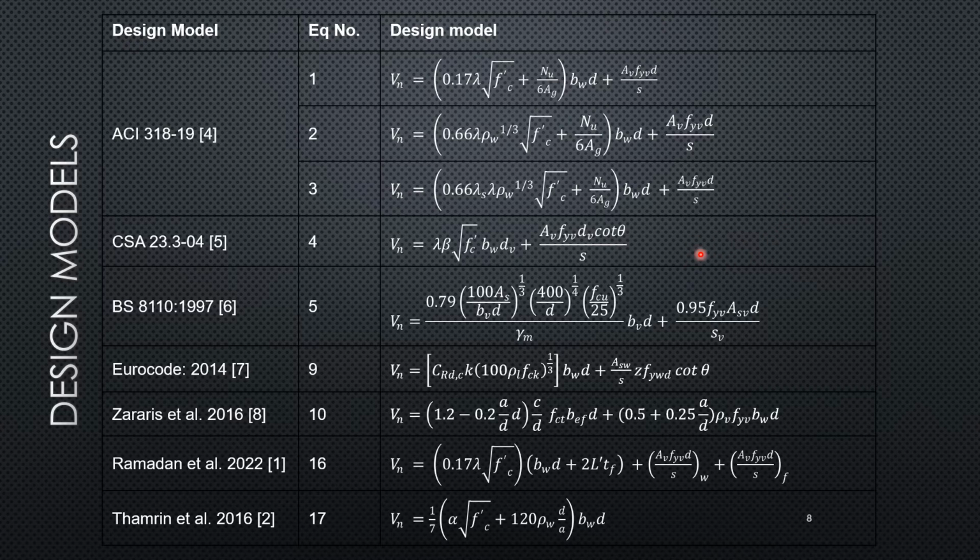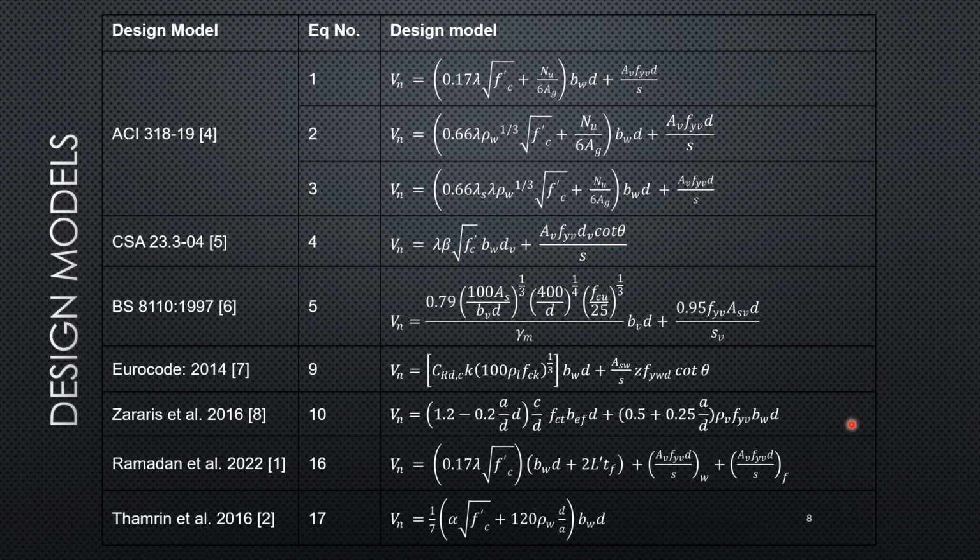The CSA, which is the Canadian code equation, is similar to the ACI. However, it includes 2 extra factors, which is beta, that accounts for the shear resistance of the concrete, and angle theta, which is the inclination of the shear crack. The equations of the British code 8110 and the Eurocode are shown in this table. Moving on to the literature shear design models of the T-sections.